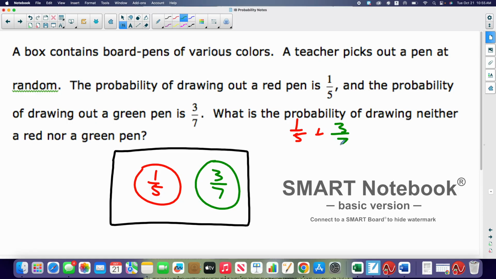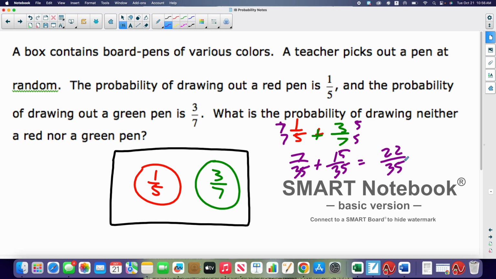How would I do that? Find a common denominator. What would be a common denominator? 35, from the 5 and the 7. So multiply the other one by the other denominator. Multiply that one by 7, and multiply this one by 5. So 7/35 plus 15/35 would be 22/35. What's that? That's the probability of either. That's the probability of a red one or a green one.